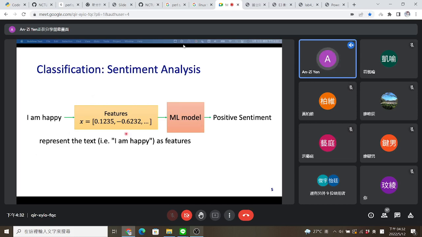So the first thing we have to do is extract features. Then we have to train our model, and here we start with the logistic regression model. So let's take a look at the supervised machine learning classification task of sentiment analysis. In this example, we have the tweet "I'm happy," and the objective in this task is to predict whether the tweet has a positive or a negative sentiment.